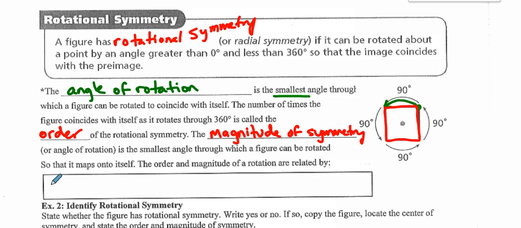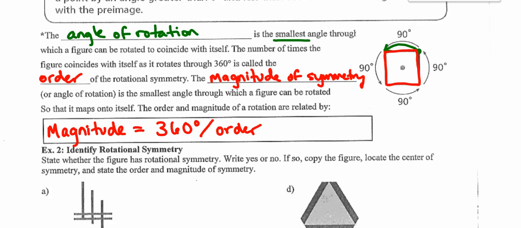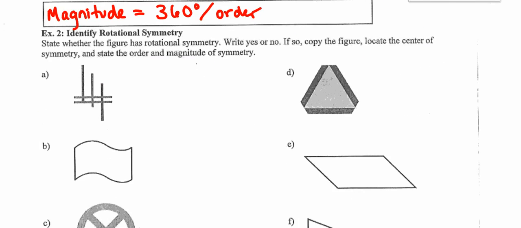So here's how we compare these. The magnitude is equal to 360 degrees divided by the order. So here it says, state whether the figure has rotational symmetry. Just like in the last kind of problems that we had before, we're going to say yes or no. And if it is, we're going to find the center of symmetry, or the center of rotation, and then we're going to state the order and magnitude of symmetry.